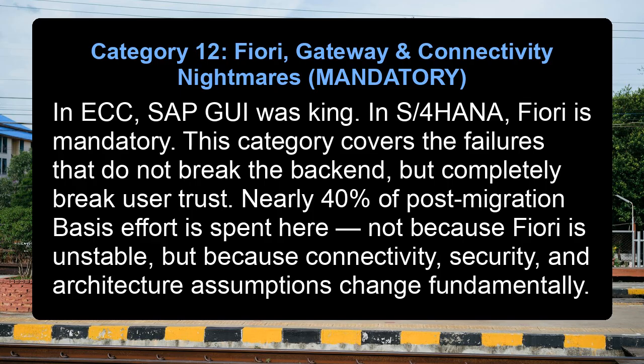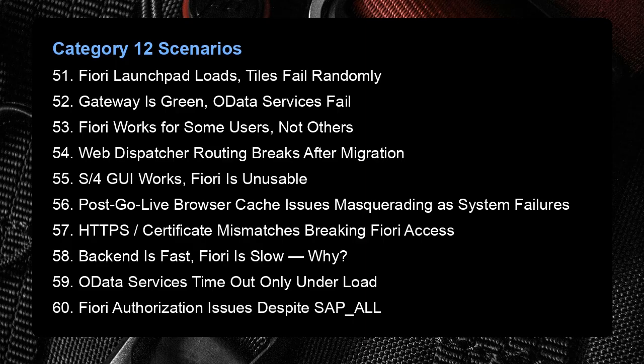Category 12. Fiori, Gateway and Connectivity Nightmares, mandatory. In ECC, SAP GUI was king. In S/4HANA, Fiori is mandatory. This category covers the failures that do not break the backend, but completely break user trust. Nearly 40% of post-migration Basis effort is spent here, not because Fiori is unstable, but because connectivity, security, and architecture assumptions change fundamentally. Category 12 Scenarios.